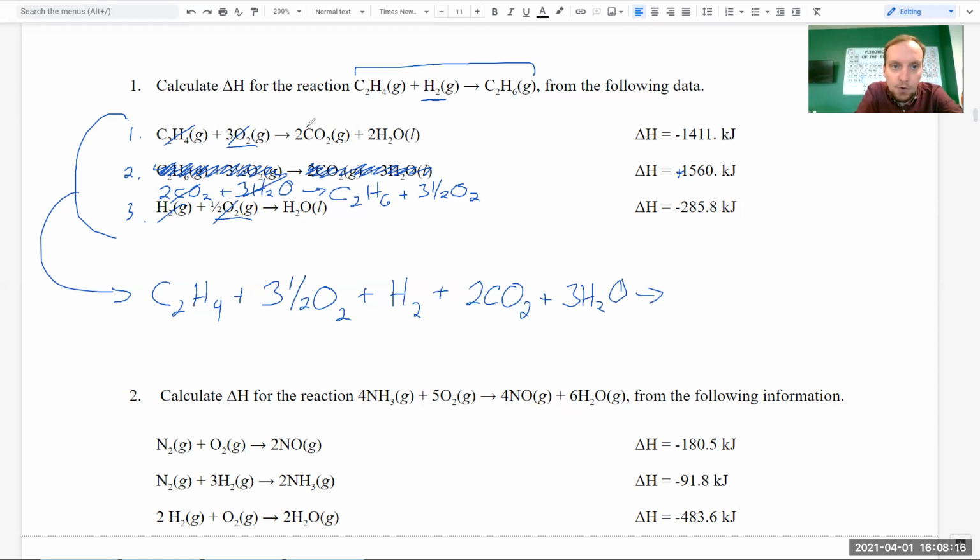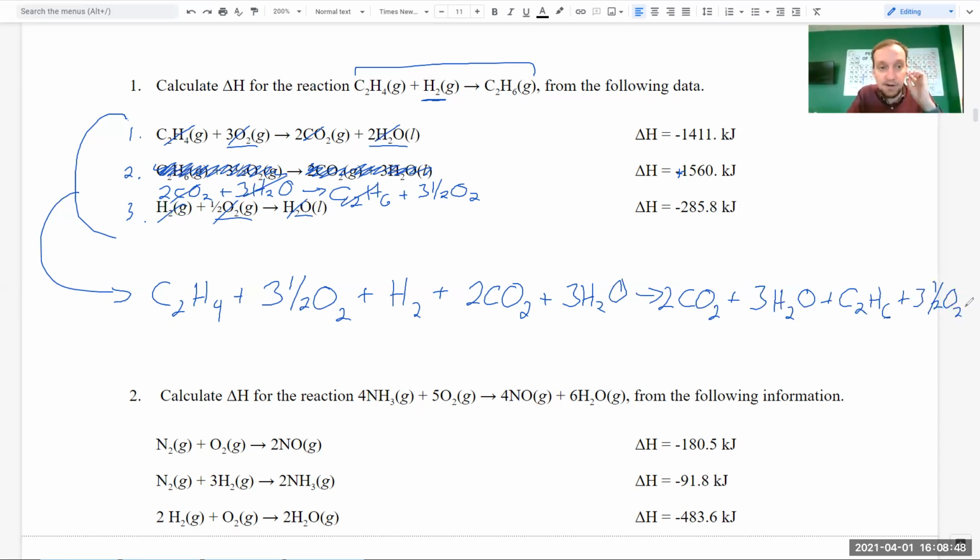Now on the right side of the arrow, going one, I have CO2. Okay, I also have these 2 waters and that water, so that gives me 3 waters. Okay, and then that's gone and that's gone. And I got the CO2 already. There's 2 of those. Oops. And then I also have my C2H6. That's gone, and my 3.5 oxygens.